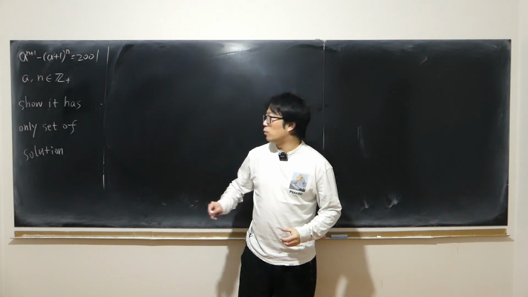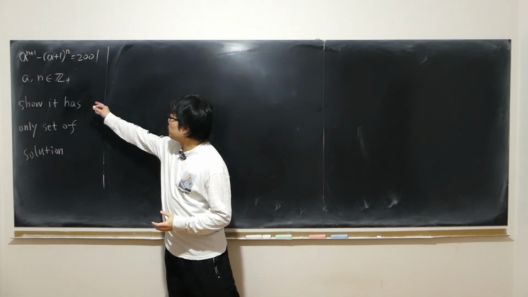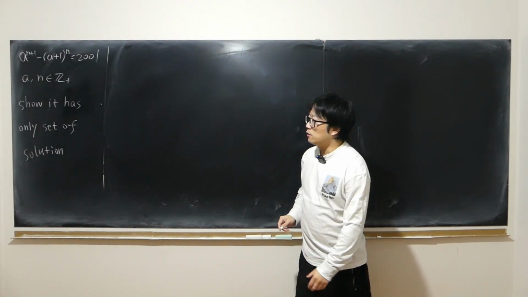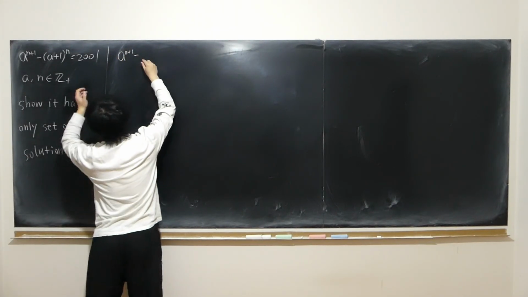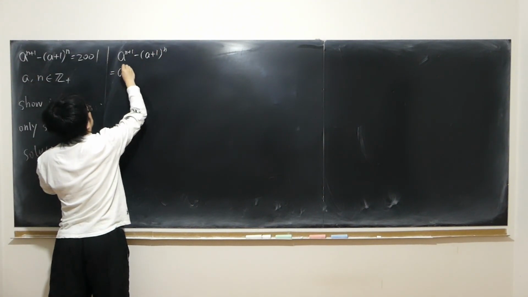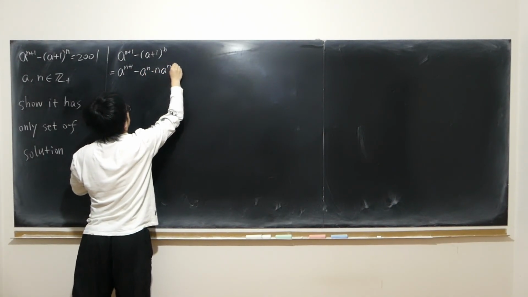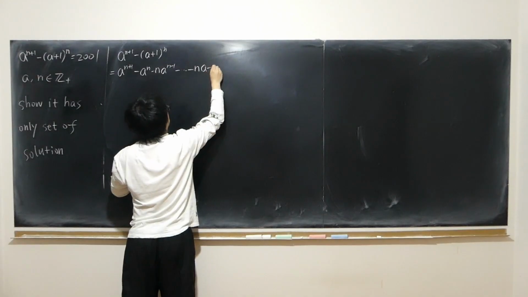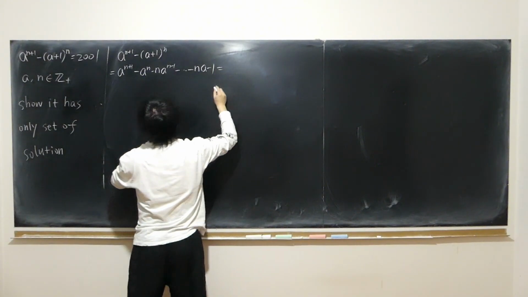We're asked to show that there is only one positive integer solution for this equation: a to the power of n plus 1 minus (a plus 1) to the power of n equals 2001. First of all, I noticed that if I simply expand it, it'll give me a to the power of n plus 1 minus a to the power of n minus n times a to the power of n minus 1, and so on and so forth, minus n times a minus 1, equals 2001.